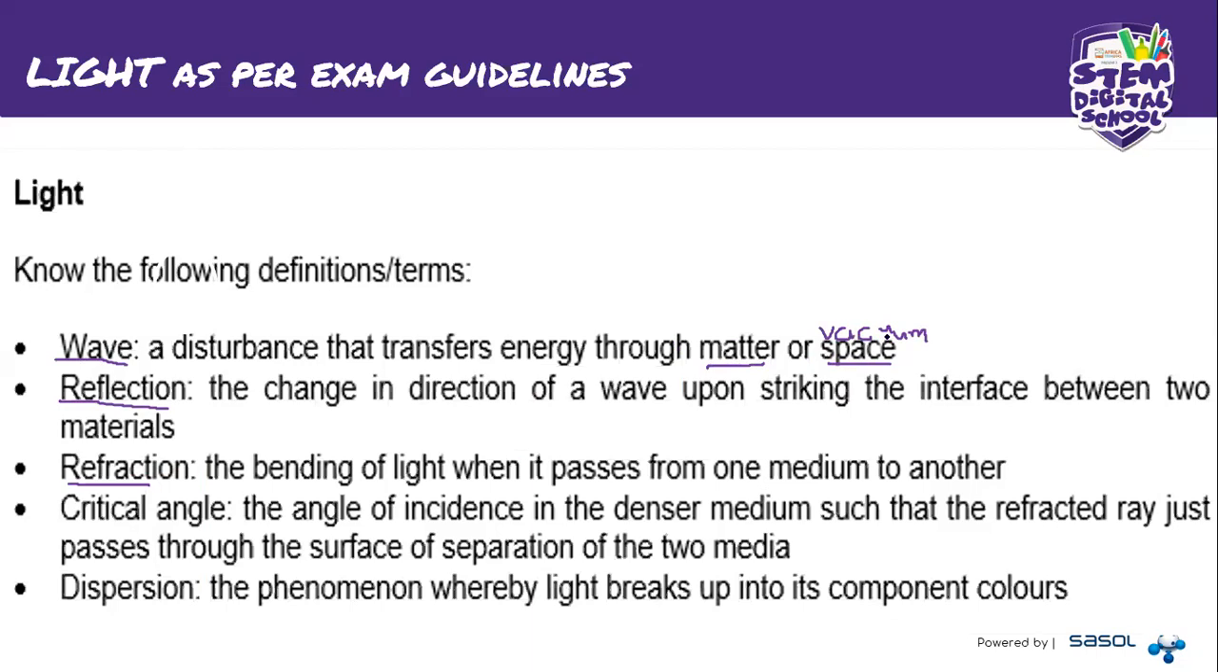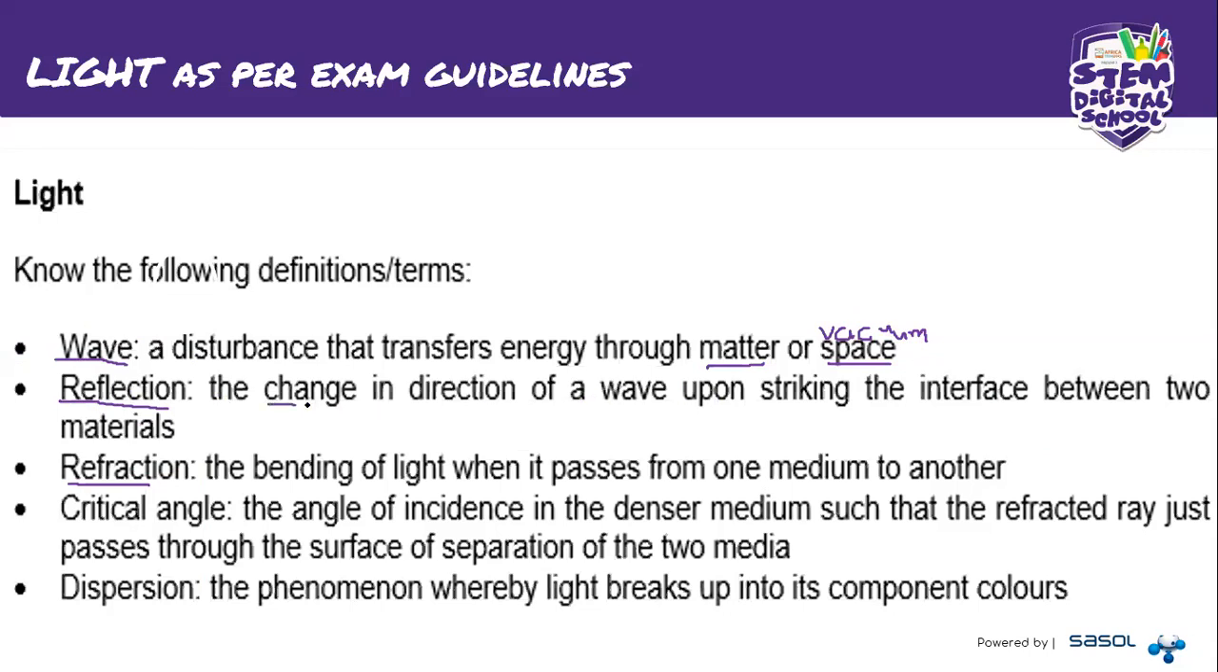So light in itself, my dear learners, can transfer energy either in a space that has matter or in a space that does not have matter. So it is a disturbance and it does transfer energy through matter or space. Then we learned how to define the term reflection, and we said it is the change in direction of a wave.